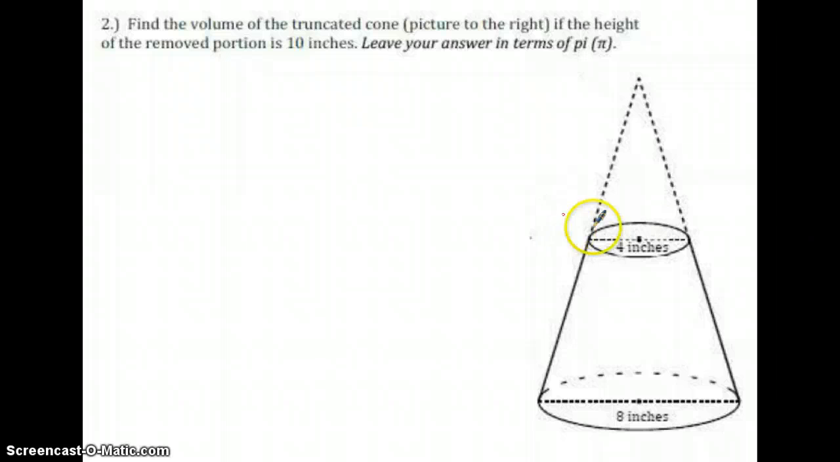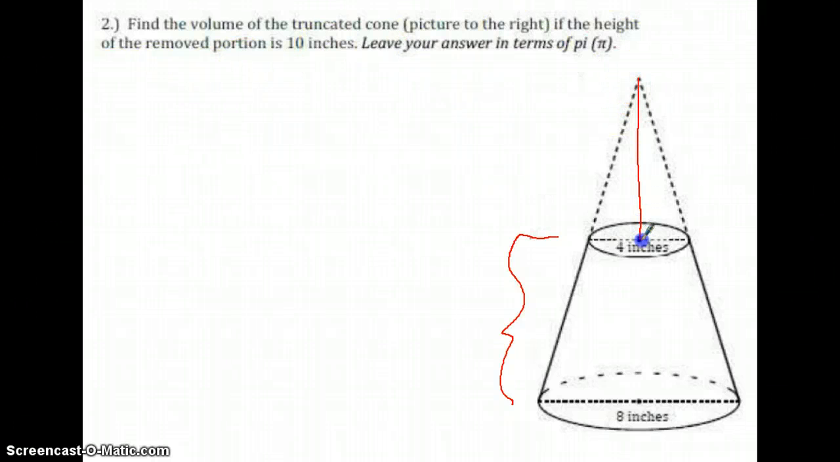Okay, find the volume of the truncated cone. That would be the thing down here that I care about. Find the volume of the truncated cone. I guess this dotted line kind of indicates to you that it doesn't really exist. I just want that part, I just want this part down here. But I do need to care about this. I'll show you why in a second. If the height of the removed portion, well, they told me about that.